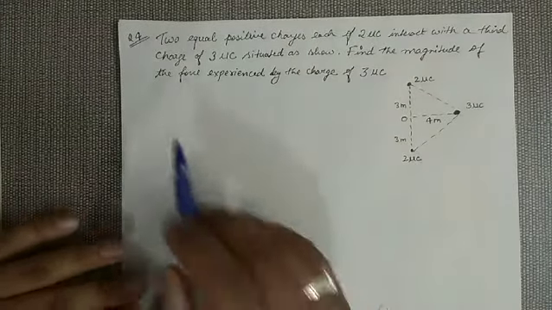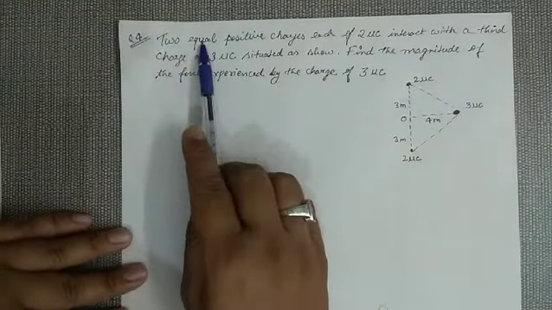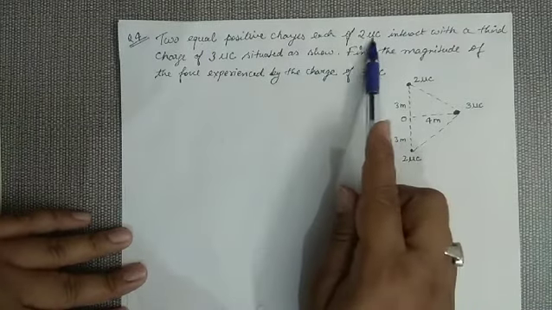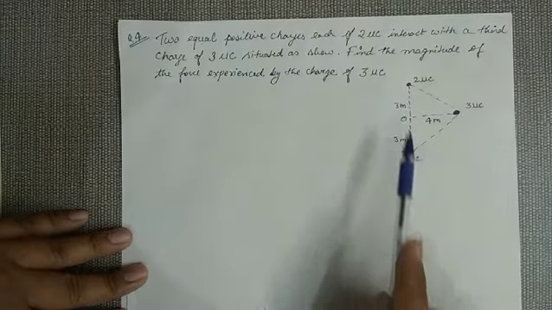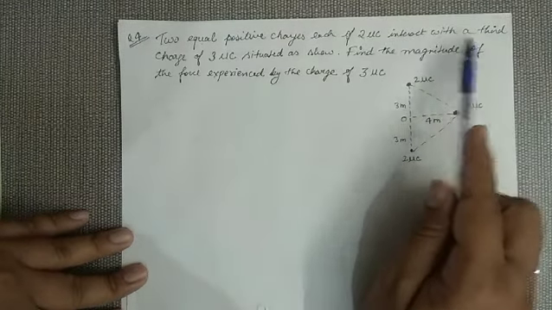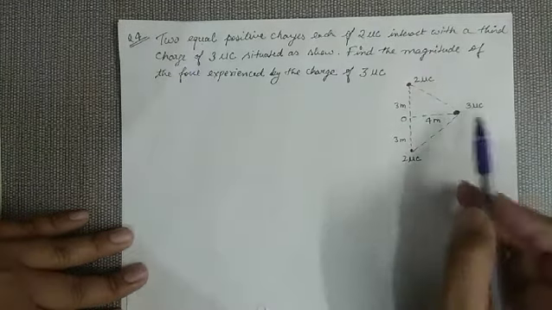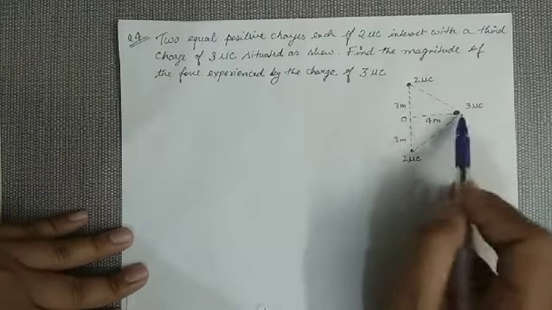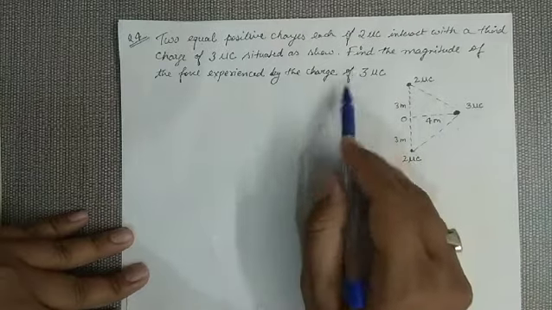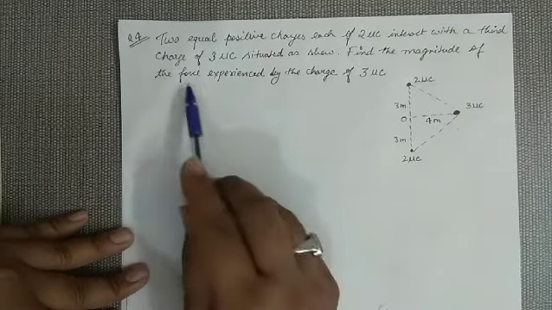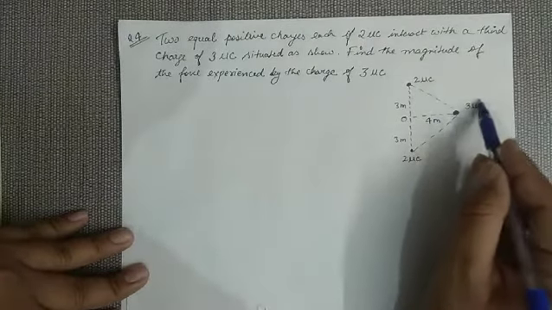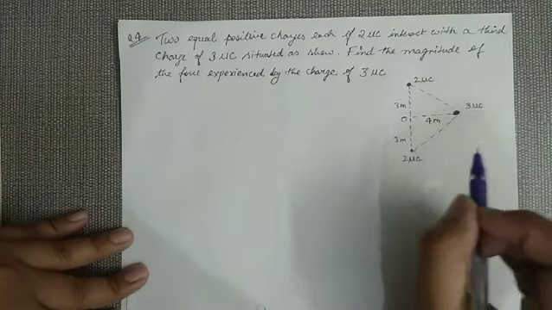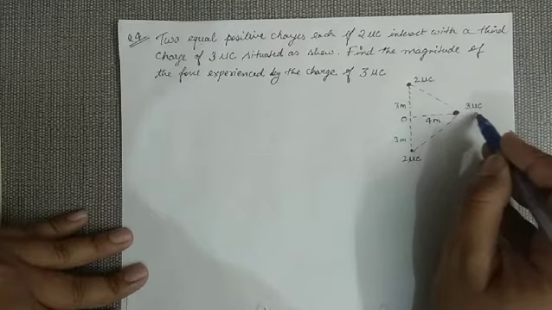Let's move to the next numerical. Two equal positive charges are there of 2 microcoulomb, this one and this one, which interact with a third charge. Now this is your third charge of 3 microcoulomb. The distances are given in the figure only, not in the question. Find the magnitude of the force experienced by this charge. We have to find the net force on this charge of 3 microcoulomb.